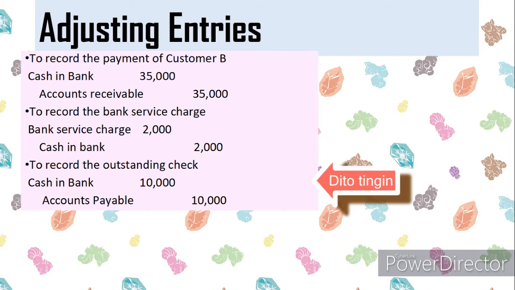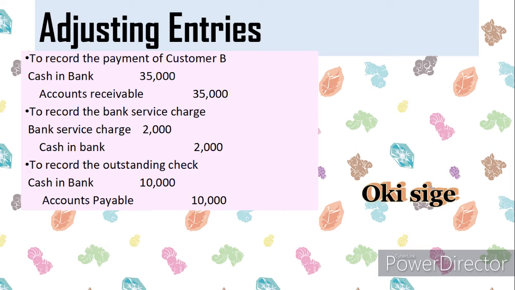To record the outstanding check. Ito na lang nilagay ko na description kasi hindi ko alam kung ano eh. Cash in bank is 10,000 pesos. Tapos, accounts payable is 10,000 pesos din. Kaya siya naka-debit dito kasi nga, hindi pa nagre-reflect kay bank yung 10,000 pesos. Hindi pa na-present kay bank yung 10,000 pesos na check ni supplier.